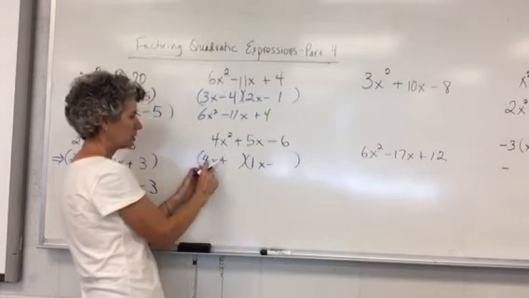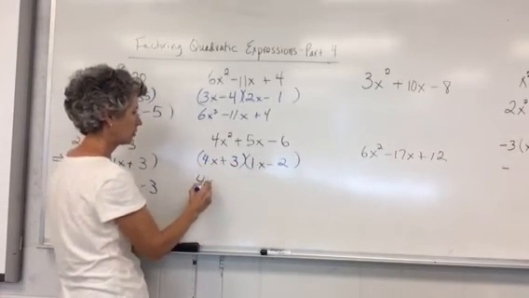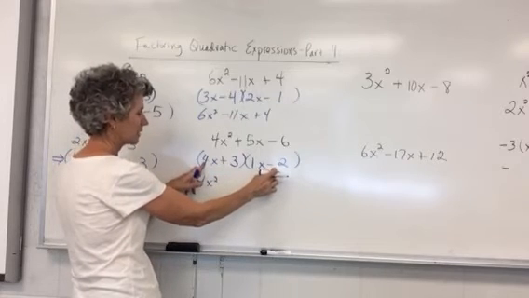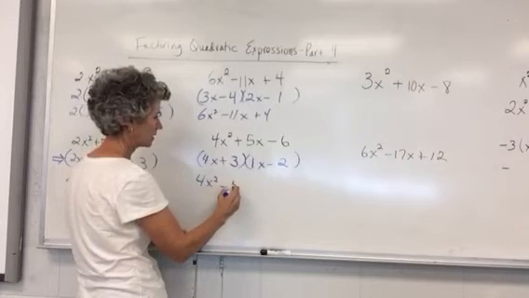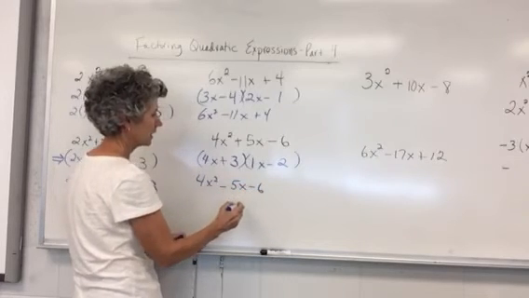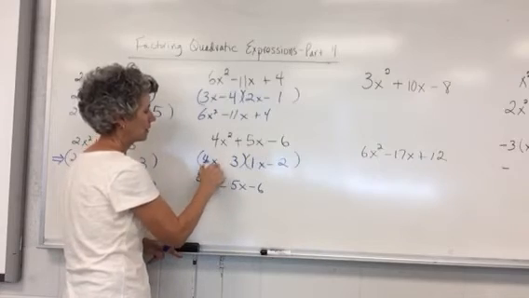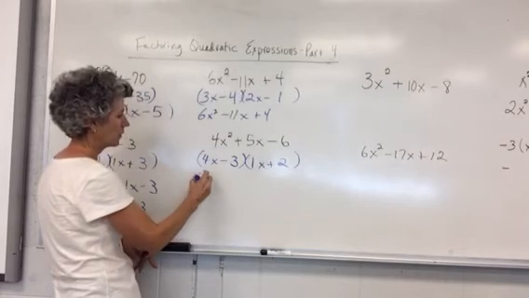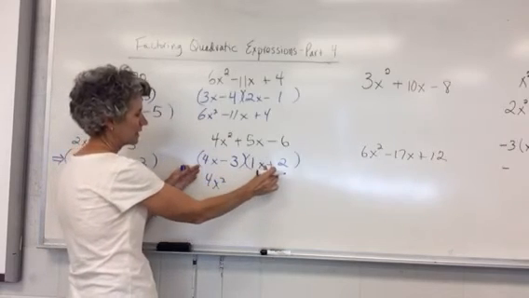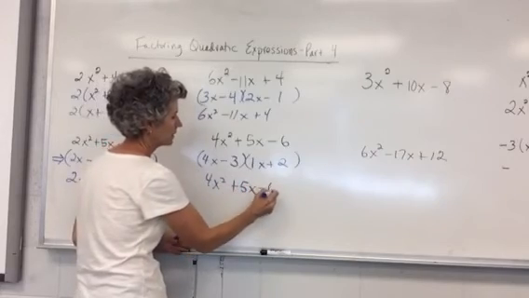So it must be 3 and 2. But again, I can't put the 2 in here. I'd have to put the 3 here and the 2 here. Okay, so I get 4x squared minus 8x plus 3x, which would be minus 5x minus 6. And I wanted positive 5x, I got negative, which, remember, that just means your signs are wrong. So don't start all over. 4x squared plus 8x minus 3x is plus 5x minus 6.